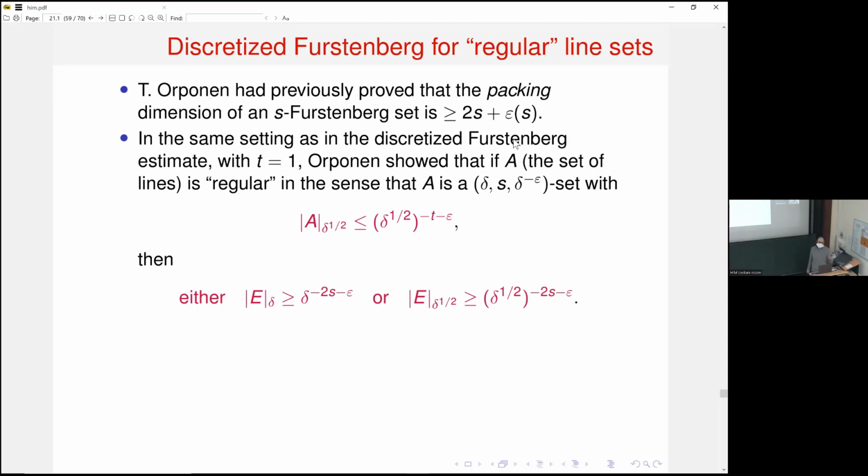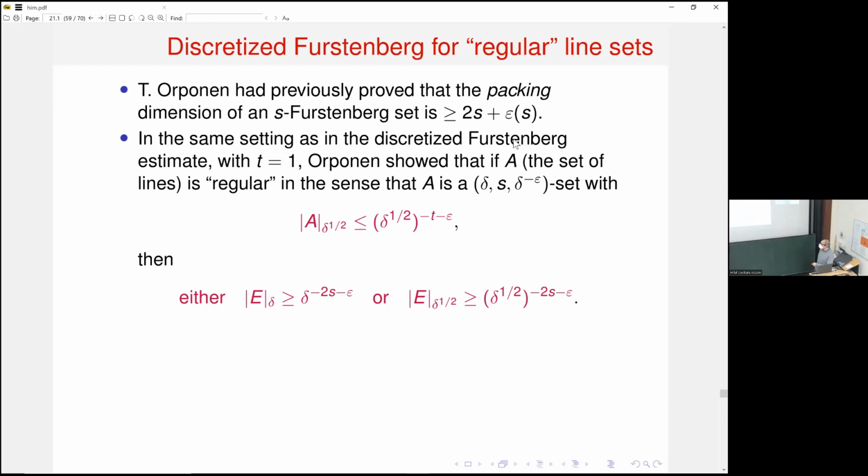But there were 3 caveats. One caveat is that Thomas needed a weak regularity assumption on the set A, the set that parameterizes a set of lines. Basically, Thomas considered 2 scales, delta and square root of delta. And he needed to assume that at scale square root of delta, the set A is not too large. So it also looks t-dimensional at scale square root of delta. A set can look t-dimensional at one scale, but it can look like a bigger dimensional set at the coarser scale. This can happen, and this is what Thomas needed to avoid in order to get the estimate.